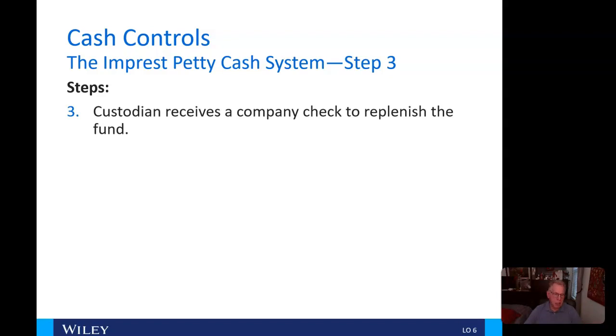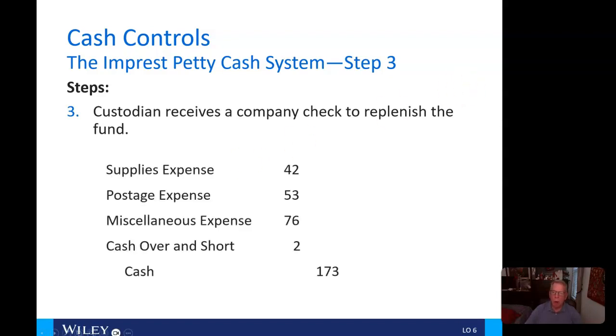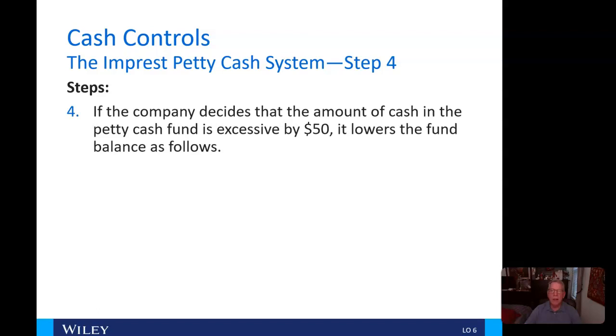It comes out of the checking account, not out of a petty cash account. So here's all our expenses that have been properly put through our petty cash fund, and our cash from the, not petty cash, but cash from our checking account. Okay, then they decide that the amount of cash in the petty cash fund is excessive by $50. It lowers its balance as follows, and we'll put the cash out of petty cash and back into the cash account.